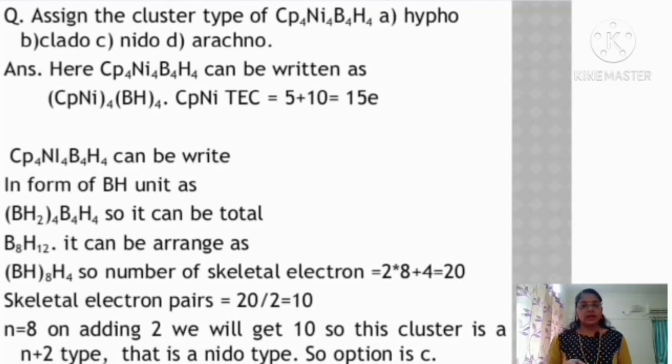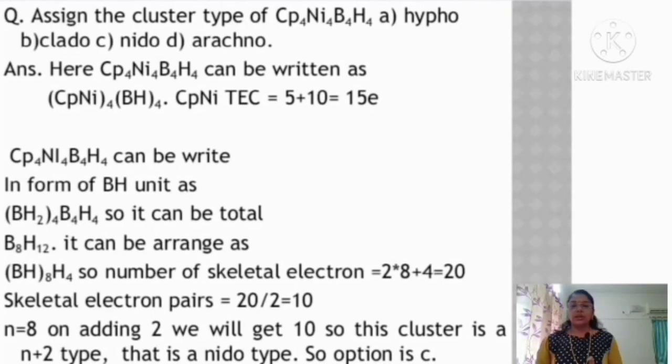So Cp4Ni4B4H4 can be written in terms of boranes as (BH2) whole 4 B4H4. So the total boron atoms will be B8 and hydrogen atoms will be 12, so B8H12. Then next is to find out the skeletal electrons by using Wade's rule. So B8H12 can be split as (BH) whole 8 and the remaining 4 hydrogen atoms can be kept outside. According to Wade's rule, each BH unit provides 2 electrons for the skeletal structure of boranes, and each additional hydrogen atom provides 1 electron.